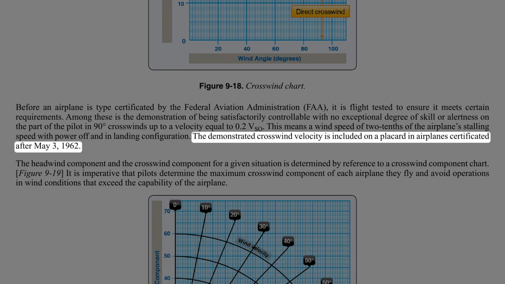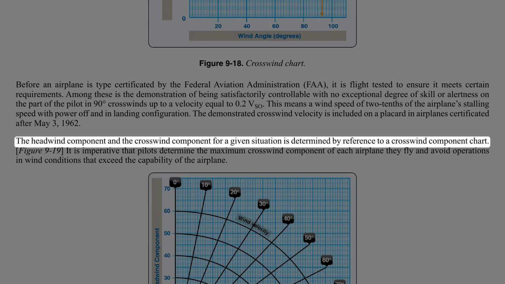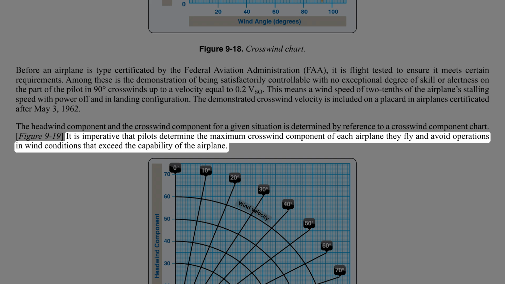The demonstrated crosswind velocity is included on a placard in airplanes certificated after May 3, 1962. The headwind component and the crosswind component for a given situation is determined by reference to a crosswind component chart. It is imperative that pilots determine the maximum crosswind component of each airplane they fly and avoid operations in wind conditions that exceed the capability of the airplane.